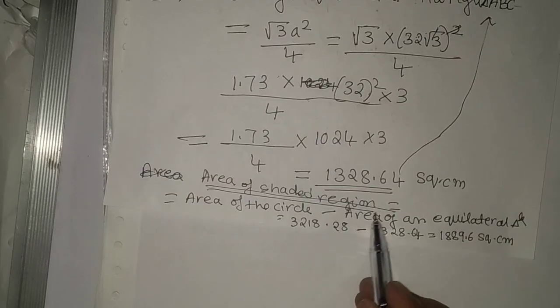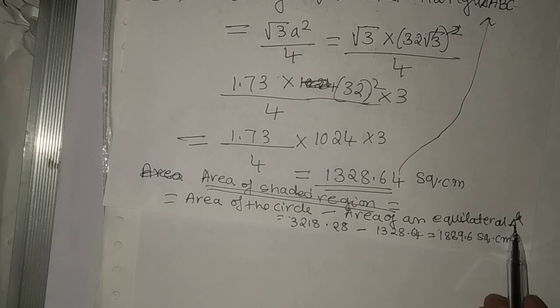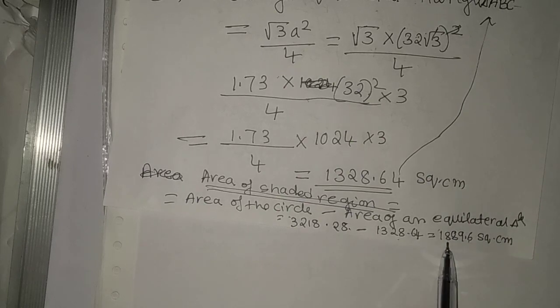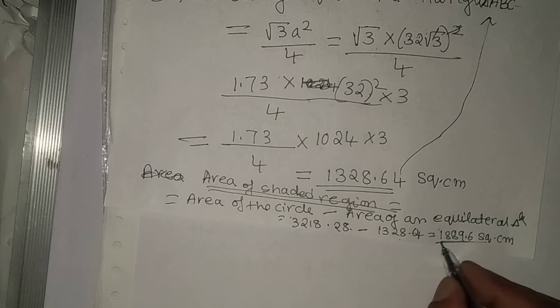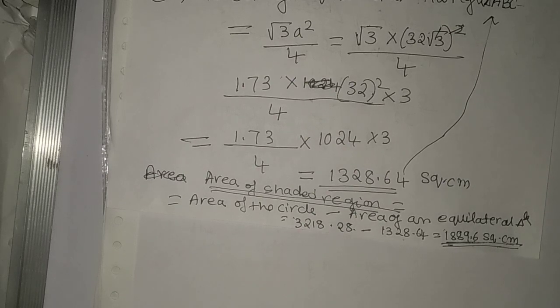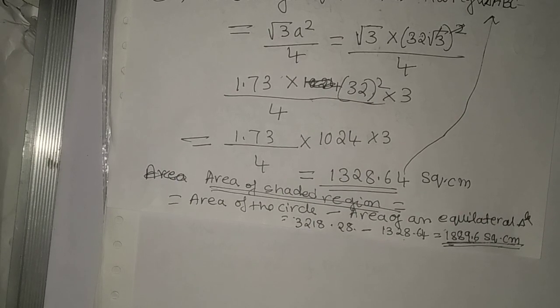See, what is this? It means area of the shaded region is equal to area of the circle minus area of the equilateral triangle. Take the values, substitute and subtract and write the answer. Final answer we got is 1889.6 square centimeters. So this completes the 6th question. So in this class we completed 2 questions, that is the 5th and 6th problem.